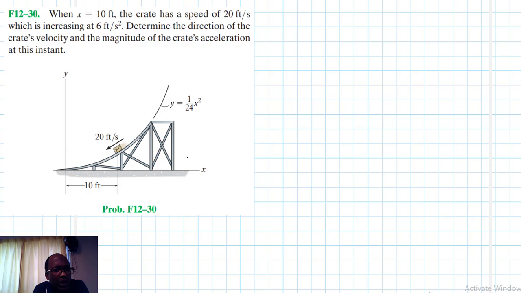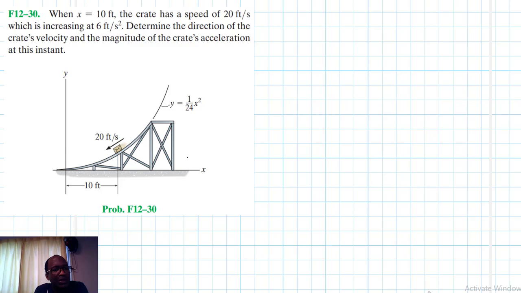The problem reads: when x is equal to 10 feet, the crate has a speed of 20 feet per second, which is increasing at 6 feet per second squared. Determine the direction of the crate's velocity and the magnitude of the crate's acceleration at this instant. This problem is coming from the Engineering Mechanics Dynamics textbook, 14th edition by R.C. Hibbeler.